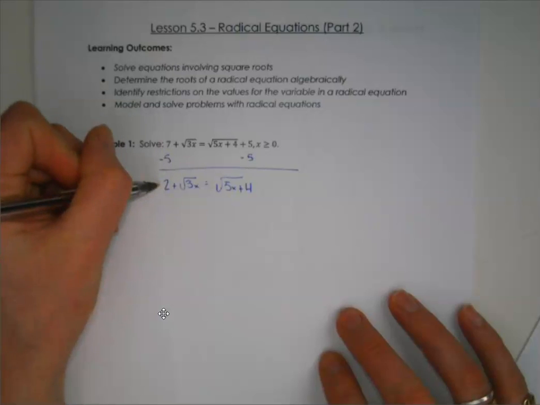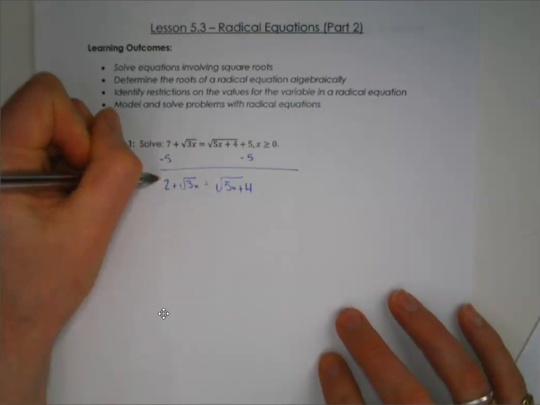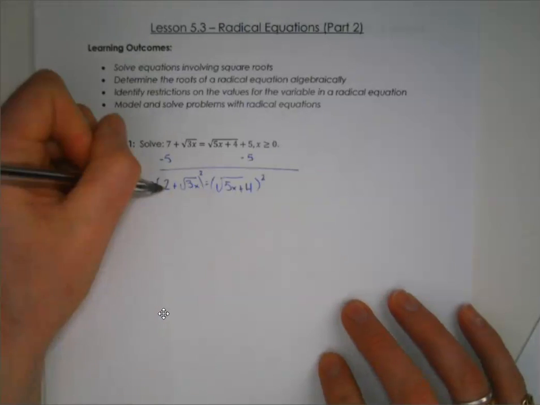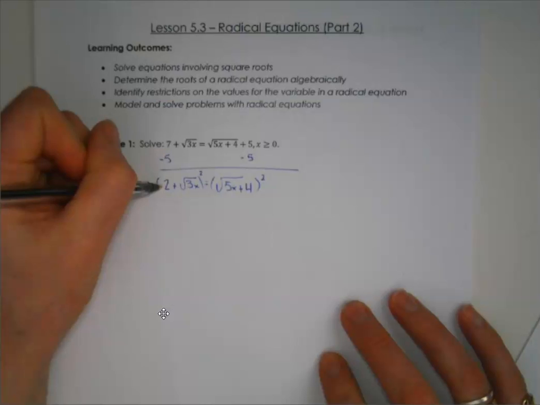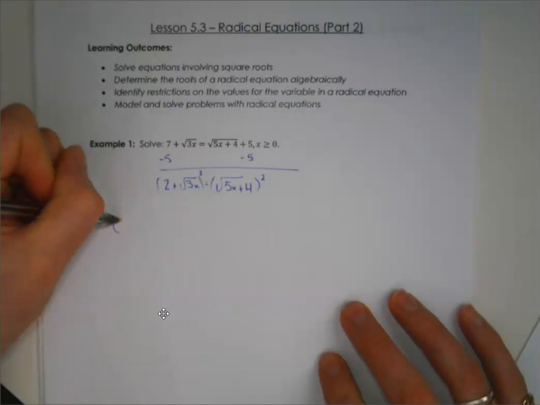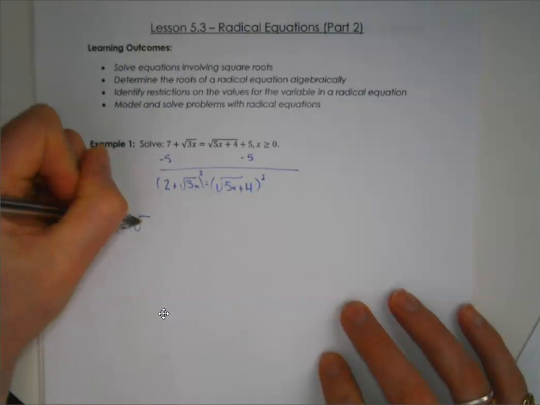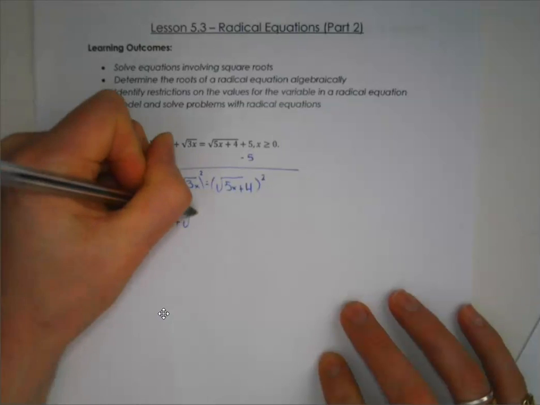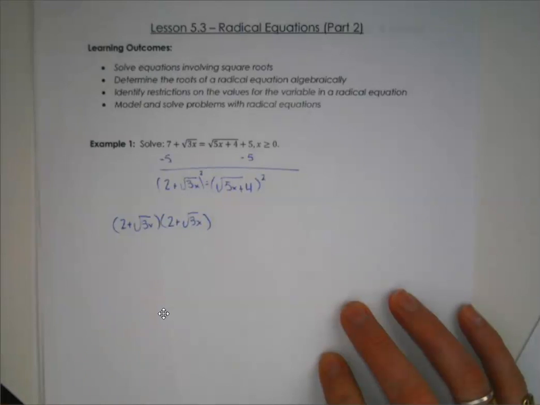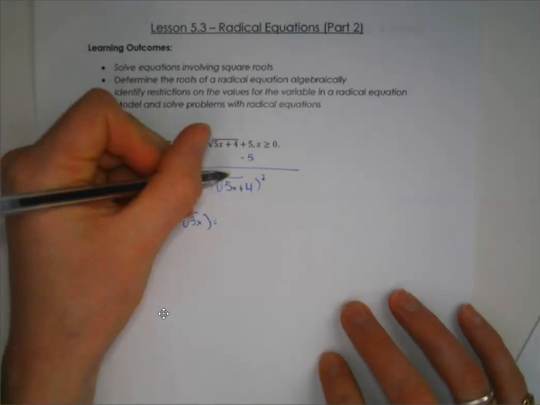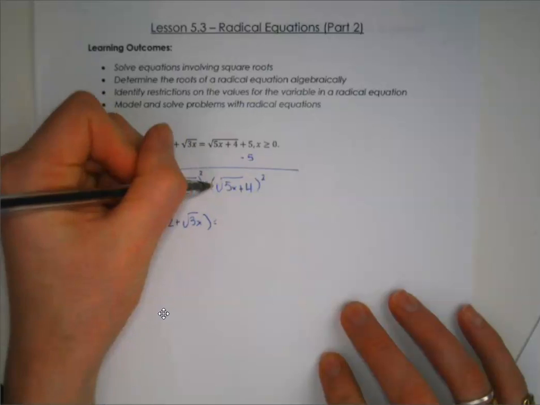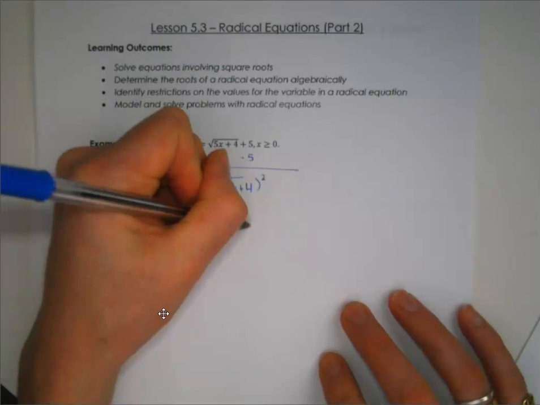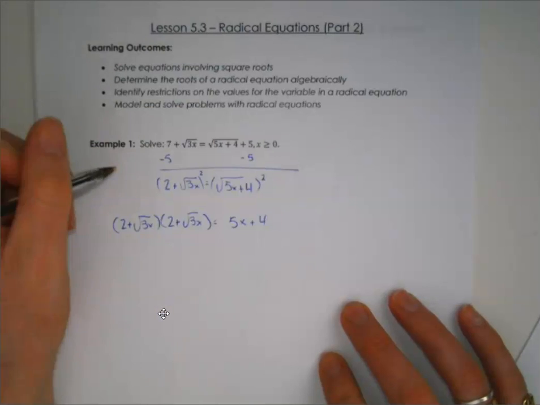So the next step here is square both sides. I'm going to square this and I'm going to square that. When I square this, I'm just going to have the two brackets multiplied by each other: 2 plus root 3x multiplied by 2 plus root 3x. And squaring this side, because everything is under the radical, just eliminates that radical. So we're left with 5x plus 4 on that side.